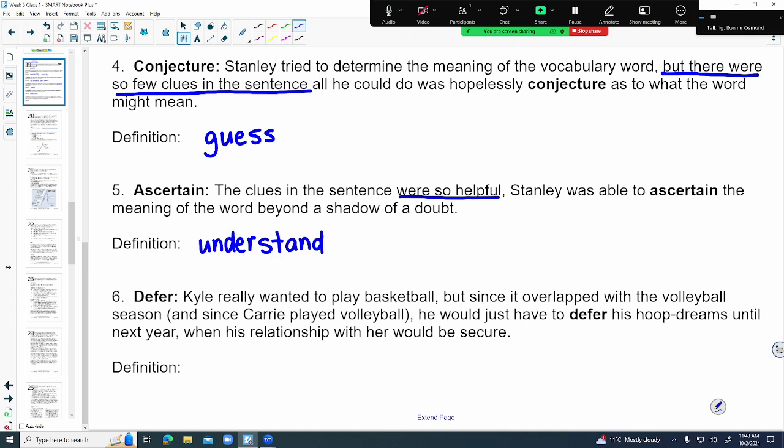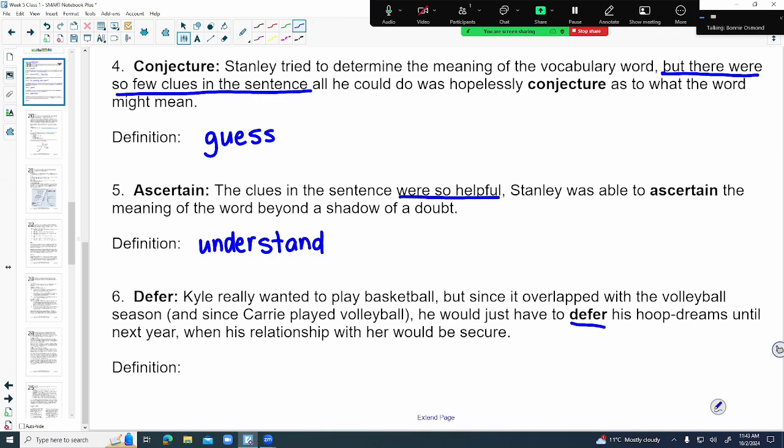Number 6, defer. Kyle really wanted to play basketball, but since it overlapped with the volleyball season, and since Carrie played volleyball, he would just have to defer his hoop dreams until next year when his relationship with her would be secure. So Kyle really wanted to play basketball, but since it overlapped with volleyball season, and since Carrie played volleyball, he would just have to defer his hoop dreams until next year.